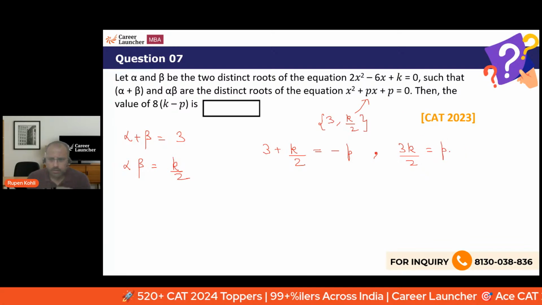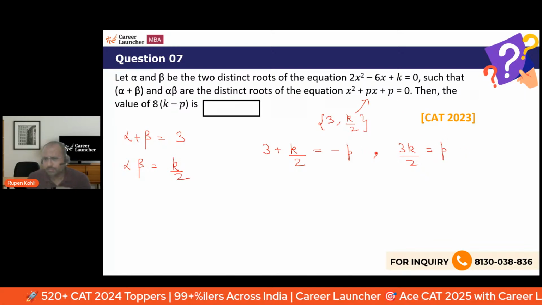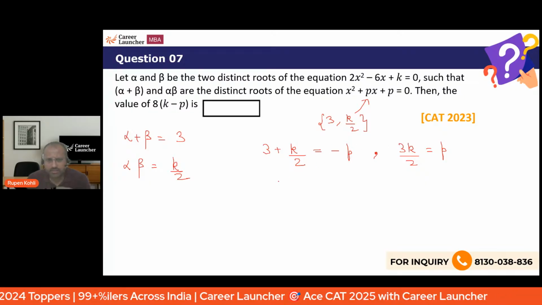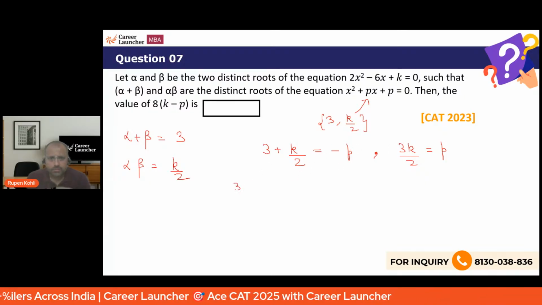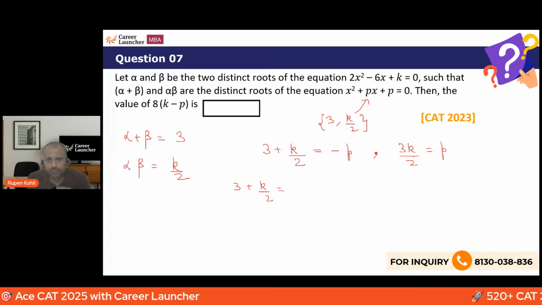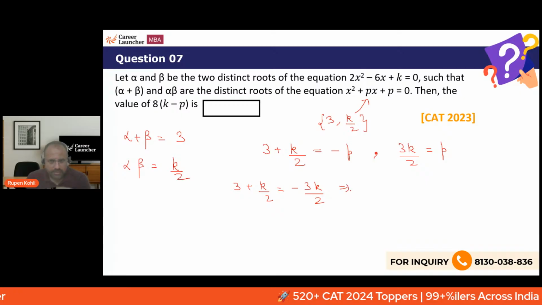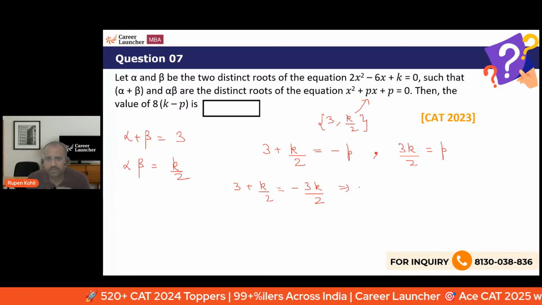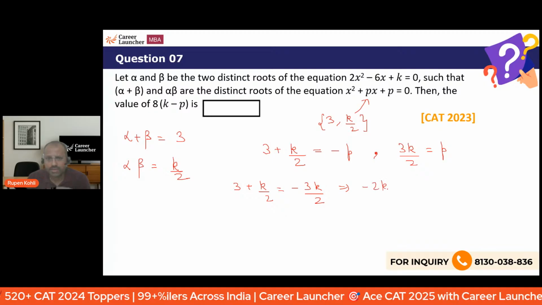Perfect. Okay, so this is minus p, this is p, so just equate them with the minus sign. So I'm just writing 3 plus k by 2 is minus p, means minus of 3k by 2, right? Which basically means this comes over here. So this is half, minus 3 by 2 is minus 2k. So minus 2k is 3.